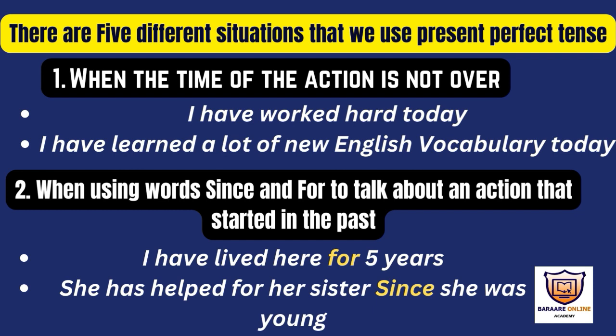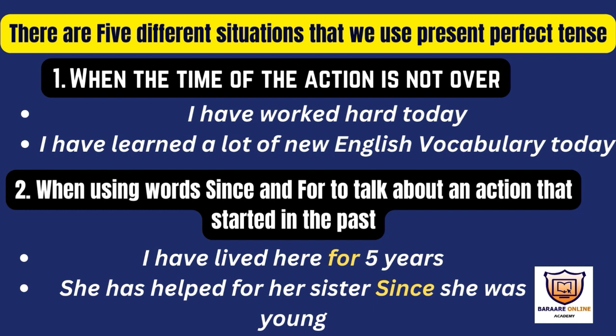When using the words since and for to talk about an action that started in the past. For example, I have lived here for 5 years. And maybe right now we are in 2022. So maybe from 2017 up to 2022, if you are somewhere and someone asks you, how long have you been there? Then you reply, I have lived here for 5 years.